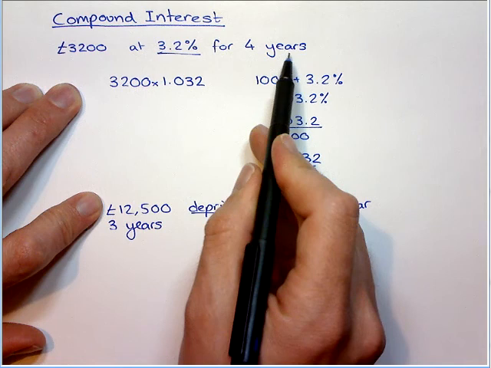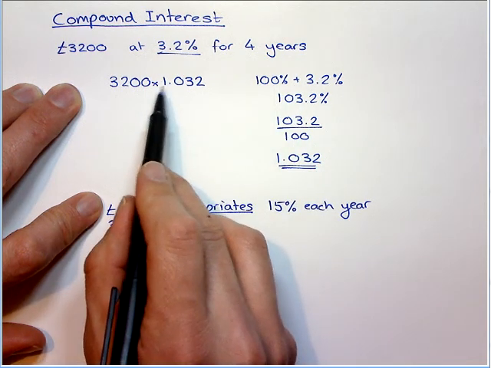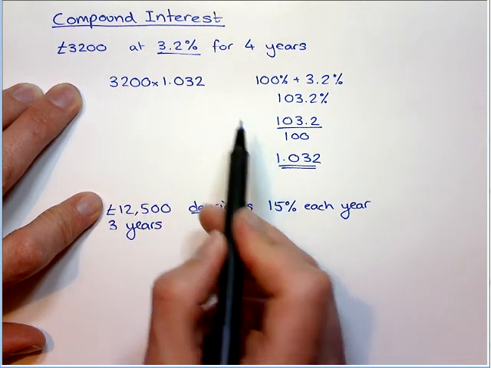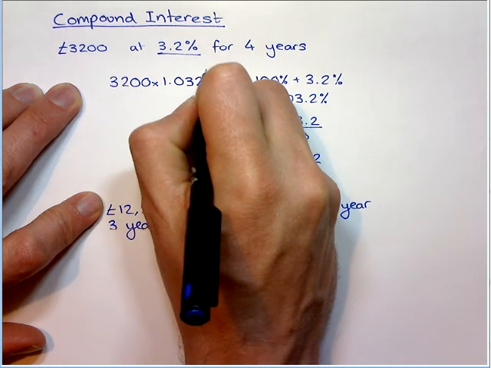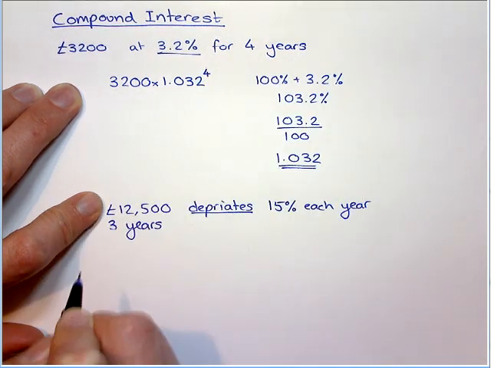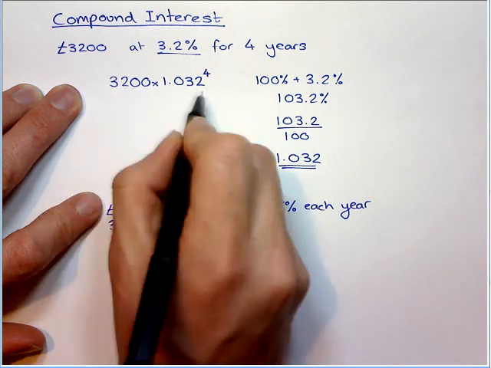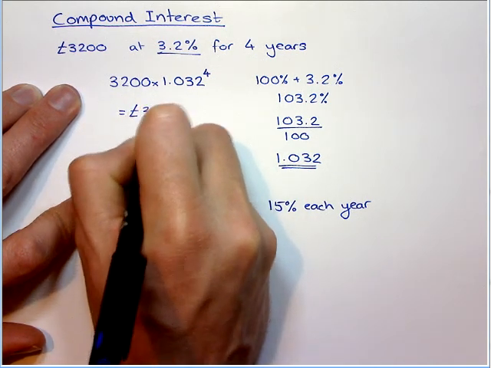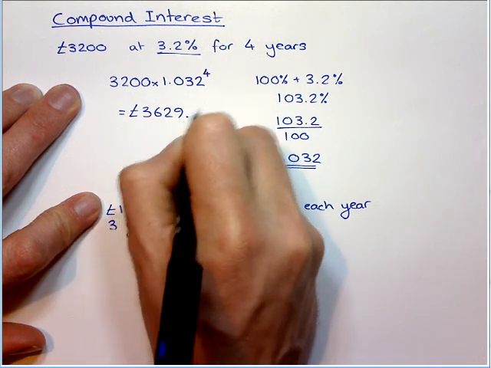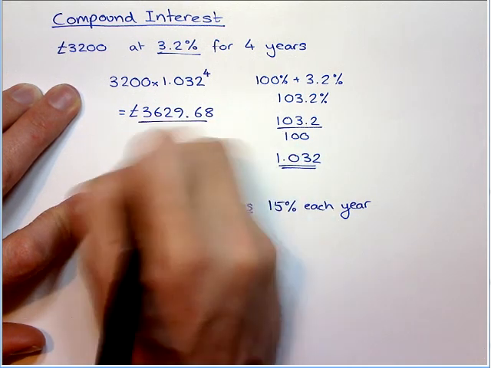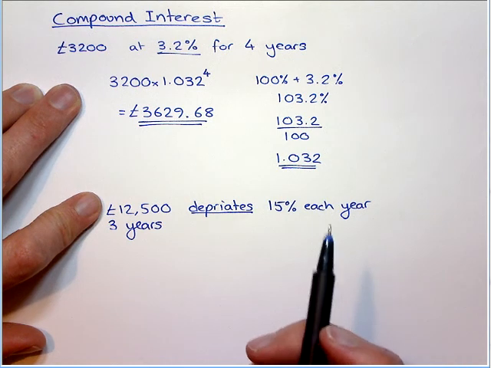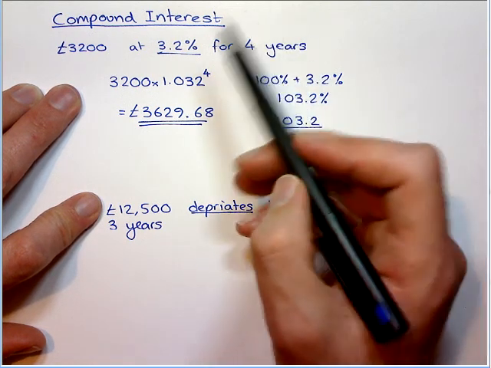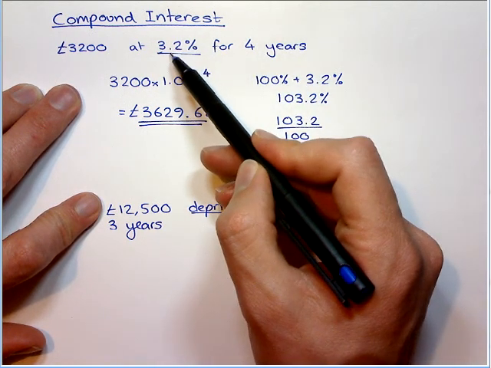But this is for 4 years, so we can times it by 1.032 four times, but to do that really quickly, we write to the power of how many years there would be. So if you type that into a calculator, you would get this, £3,629.68.